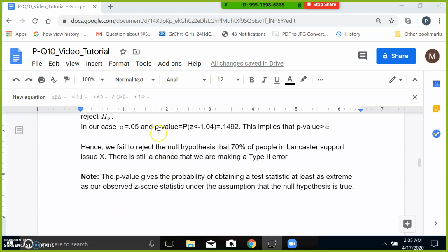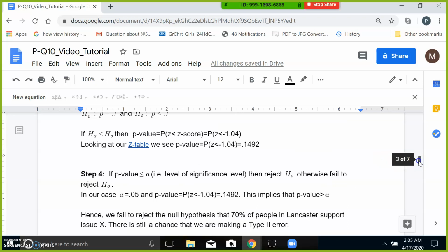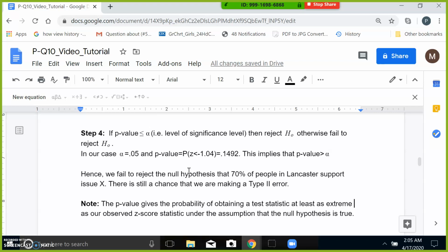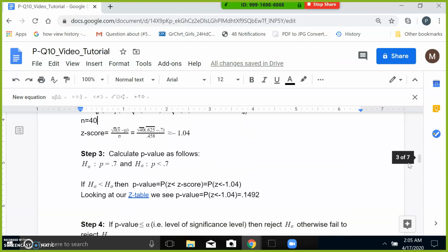So what our p-value is telling us here is that there is almost a 15% chance of making an observation like our sample that we got. So our sample was, let's see what was here. Up here. It was the X bar we had at the beginning.